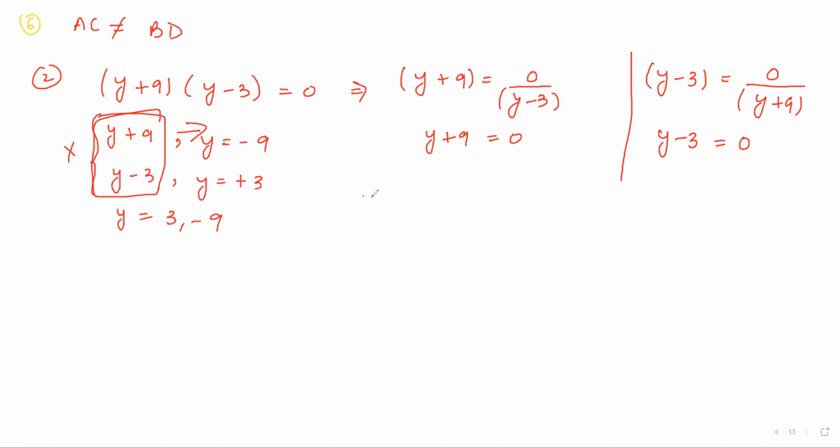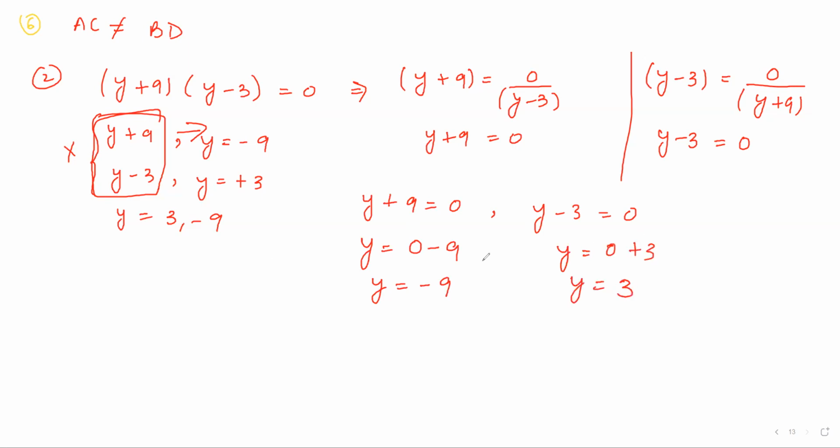You will write here that from here you conclude y + 9 = 0, comma, then y - 3 = 0. These are the two possibilities from this equation, so these are the two equations now. Now you will solve these two equations to get the two values of y. So this 9 will go to that side, it will be 0 - 9, so that becomes y = -9. Similarly, y = 0 + 3, so that gives you y = 3, right? Yes, ma'am. So please note the wrong thing. This is the correct way of writing.